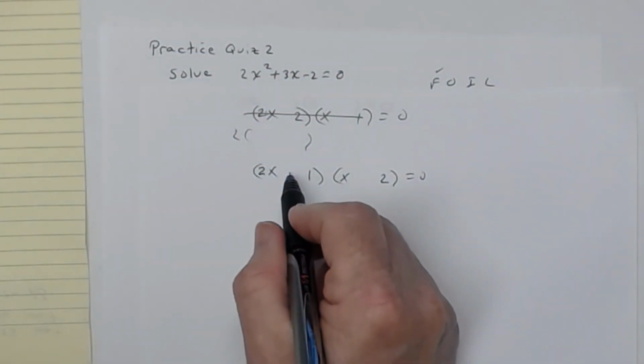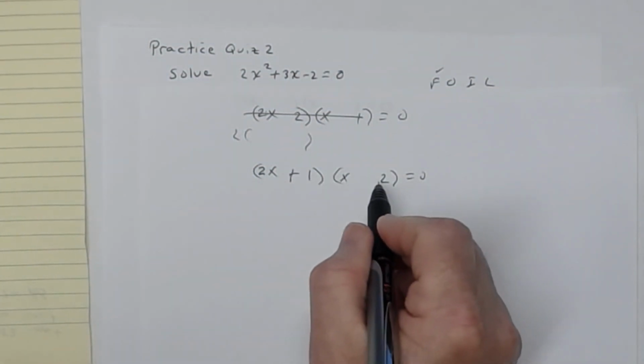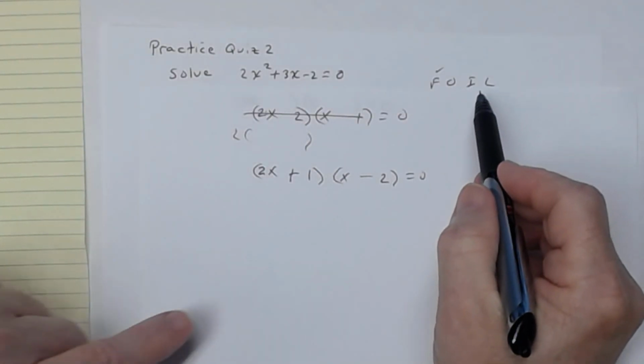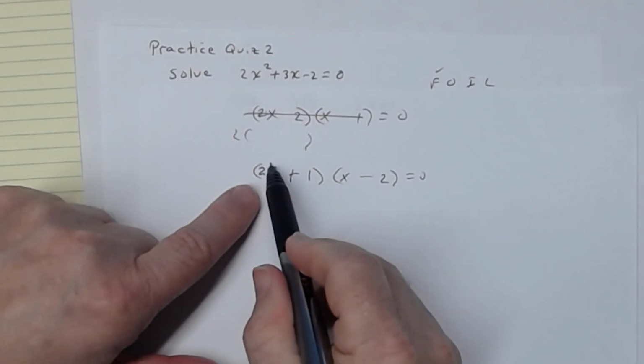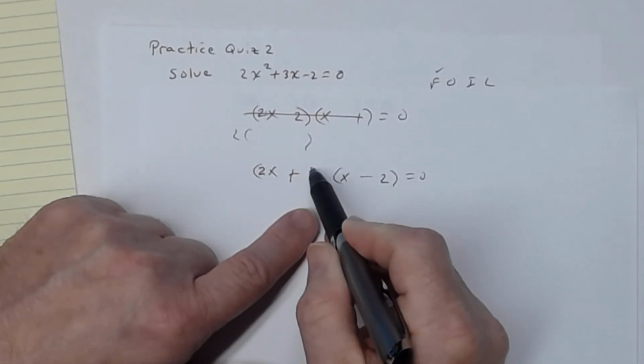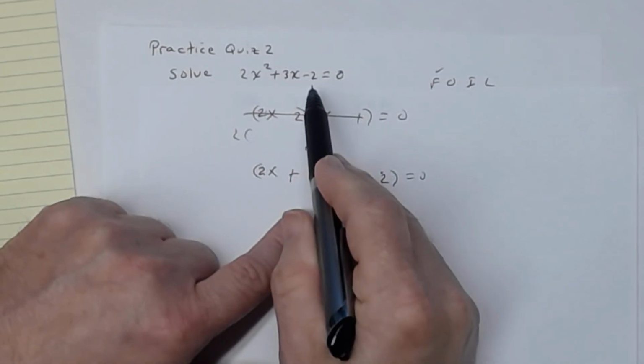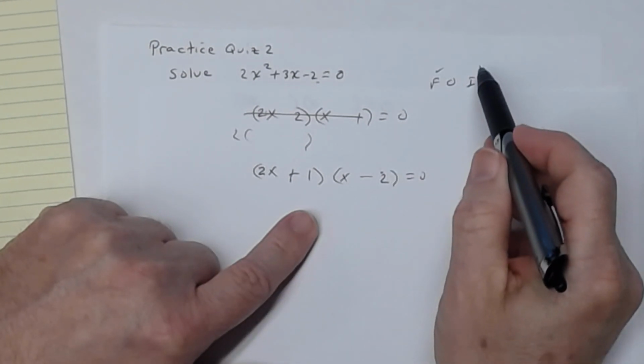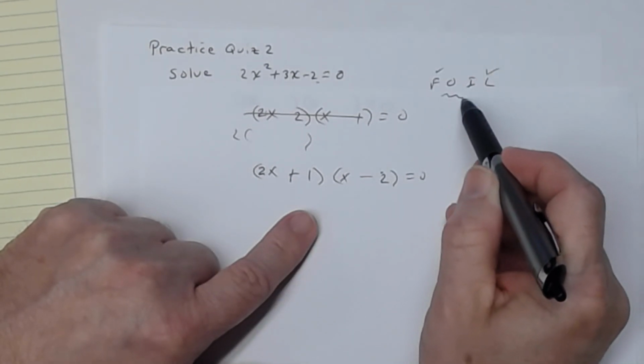So let's suppose, I'm making this up, you put a positive here and a negative there. All right, so my first is okay. 2x times x is 2x squared. Now let's do the last. A positive 1 times a negative 2 is a negative 2. So my L is okay. Then I've got to check the outer and the inner now.